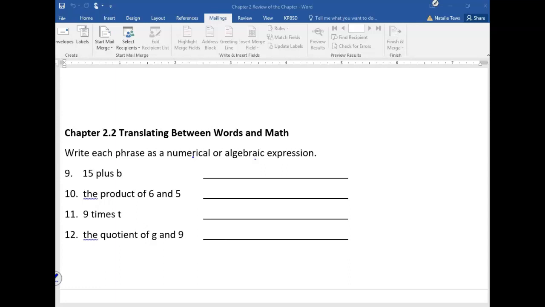The quotient of G and 9. Quotient means what? Divide. So I'm going to think division. And I keep it in the order that they said it. So see how G came first? Then G will come first here. And 9 was second, so 9 is second on that one. Now, do I have to solve it? No. I'm just writing the expression. In fact, I can't solve it. I don't have enough information. Okay? All right, so on all of these, I just need to see an expression. An expression does not have an equal sign. Okay?